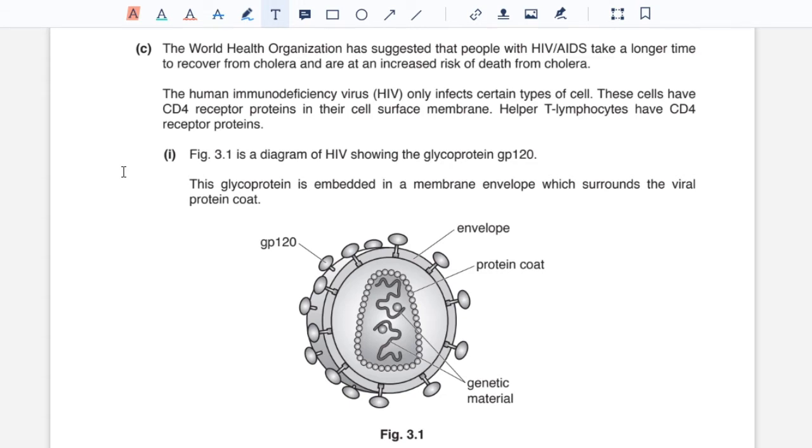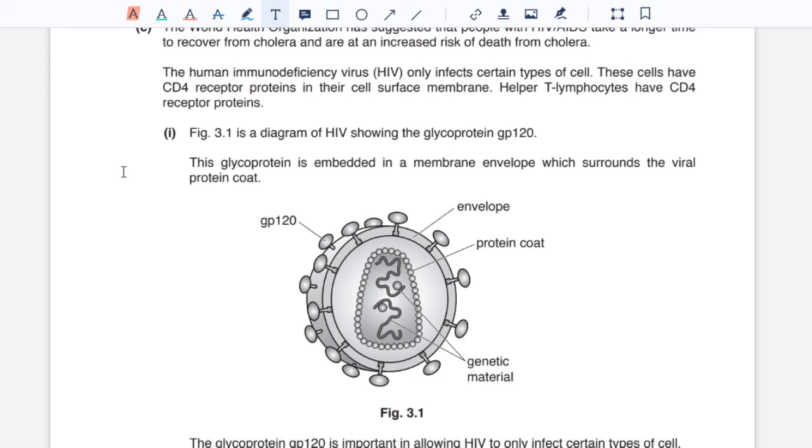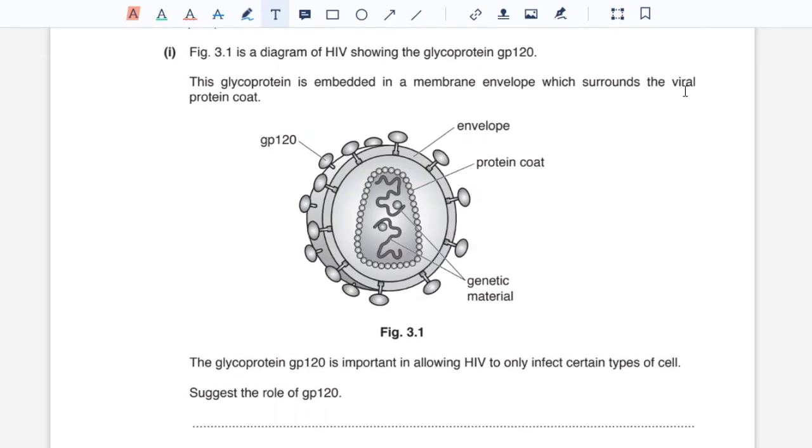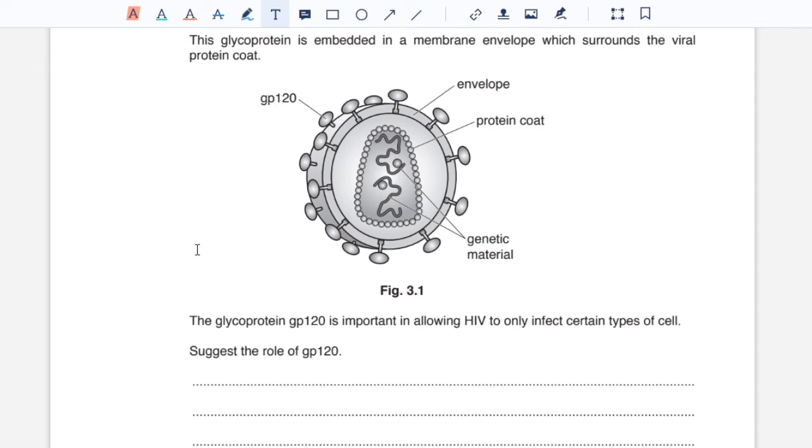Figure 3.1 is a diagram of HIV showing the glycoprotein GP120. The glycoprotein is embedded in a membrane envelope which surrounds the viral protein coat. So you've got the genetic material, protein coat and an envelope which has got GP120, and this is probably going to bind to the receptor proteins present on the target cells, which are T lymphocytes, and the receptor proteins would be CD4. The glycoprotein GP120 is important in allowing HIV to only infect certain types of cells.